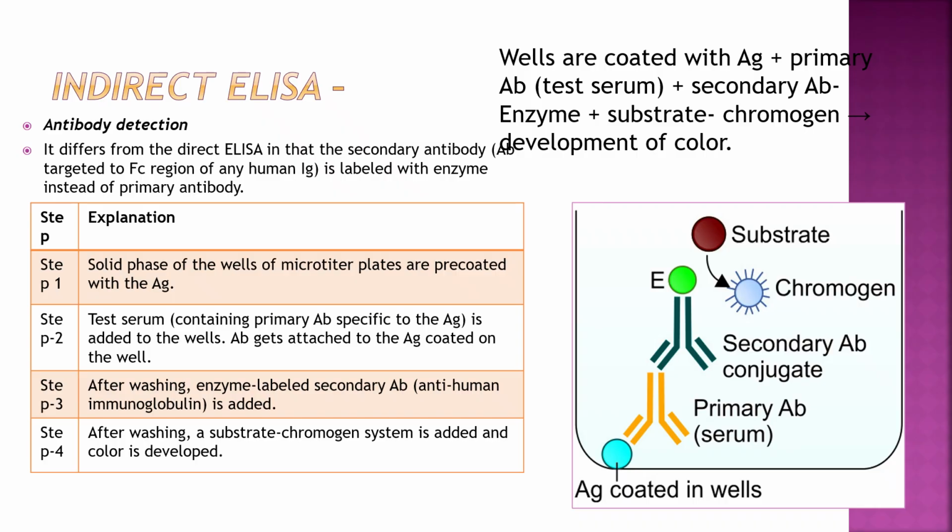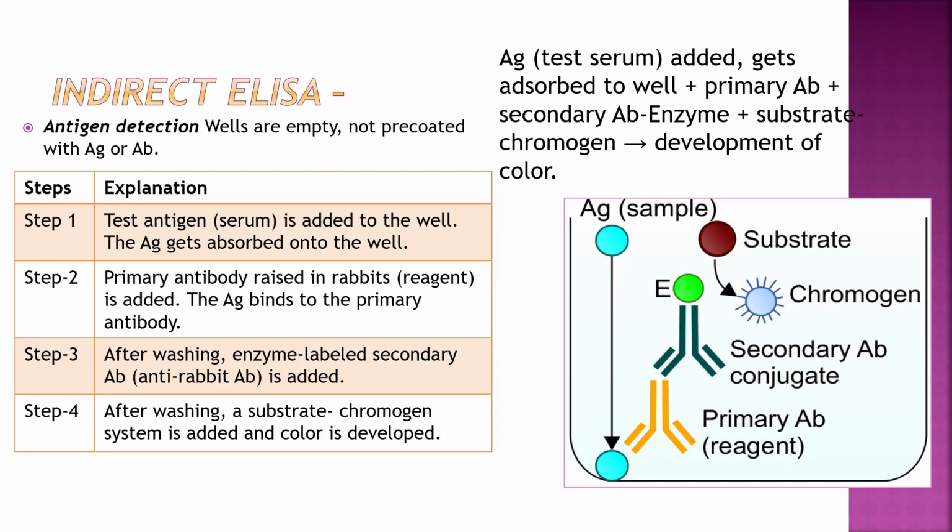Indirect ELISA, antibody detection. The solid phase of wells of the microtiter plates are pre-coated with antigen. Wells are coated with antigen, plus primary antibody, that is test serum, plus secondary antibody labeled with enzyme, plus substrate chromogen, development of color. Indirect ELISA antigen detection: wells are empty, not pre-coated. Antigen, that is serum, is added, gets adsorbed to the well, plus primary antibody, plus secondary antibody enzyme labeled. Then substrate chromogen, development of color.